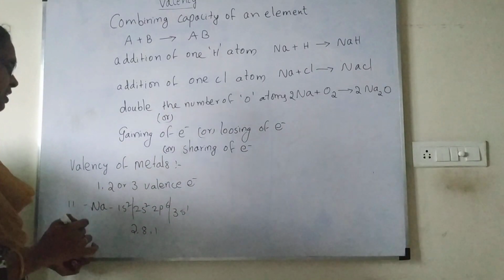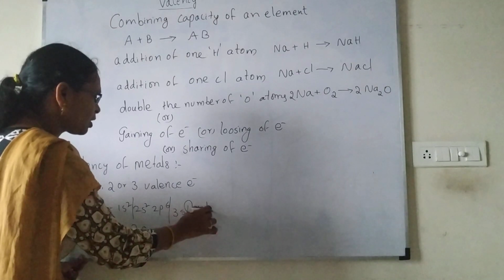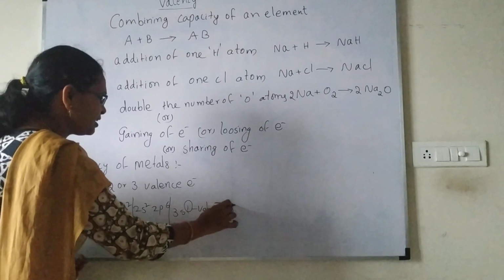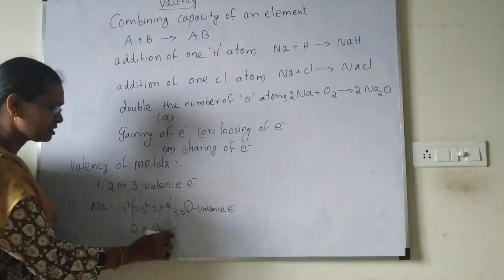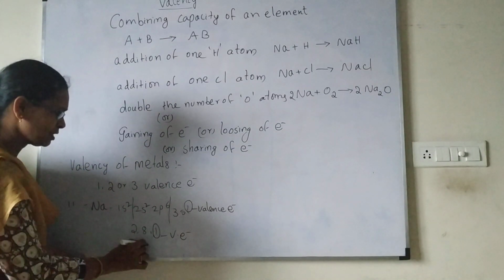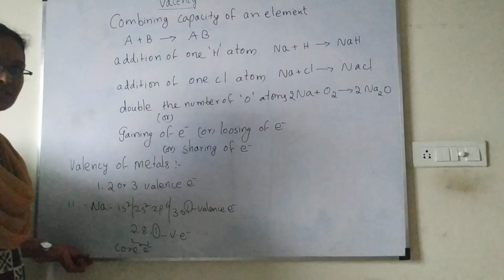Which is the valency shell here? The third shell is the valency shell, and this is the valence electron. Right, this is the valence electron. So 2, 8, 1. This is a valence electron, and the remaining 2 plus 8 we call core shell electrons, meaning core electrons, right?